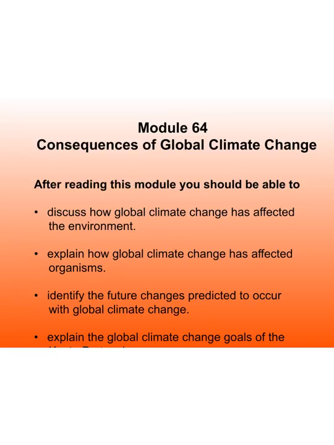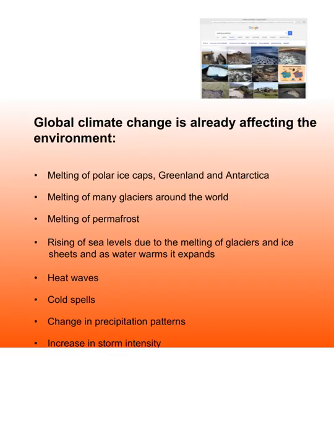All right, so consequences of global climate change. After reading this module, you should be able to discuss how global climate change has affected the environment, explain how global climate change has affected organisms, identify future changes predicted to occur, and explain global climate change goals of the Kyoto Protocol. All right, so let's look here. Melting of the ice caps in Greenland and Antarctica has some really big ramifications.